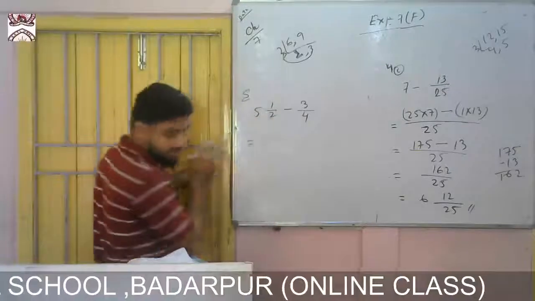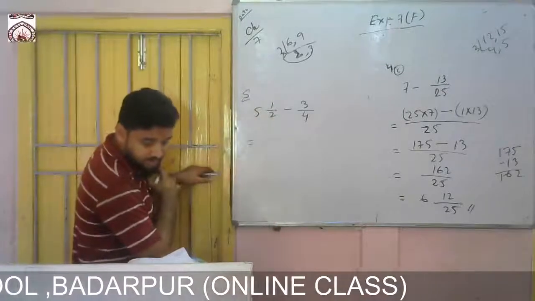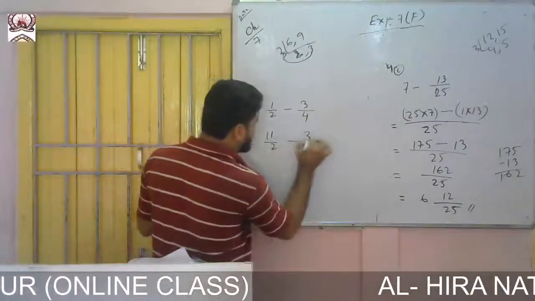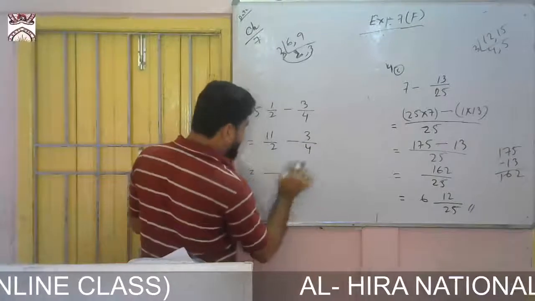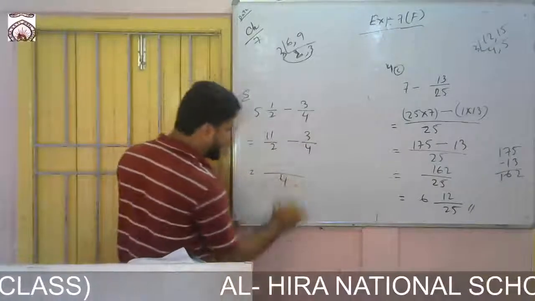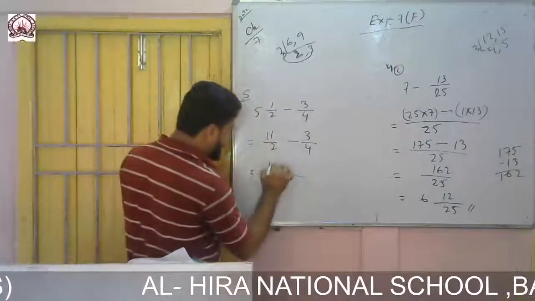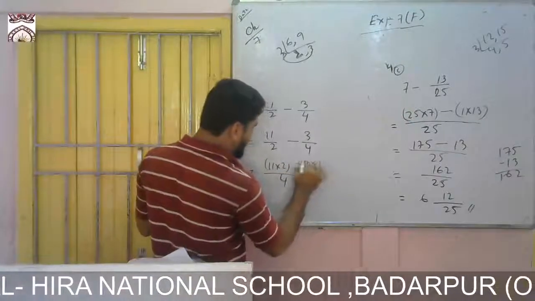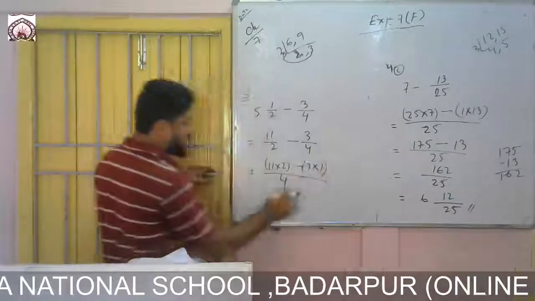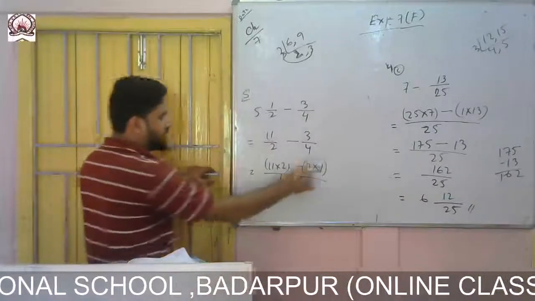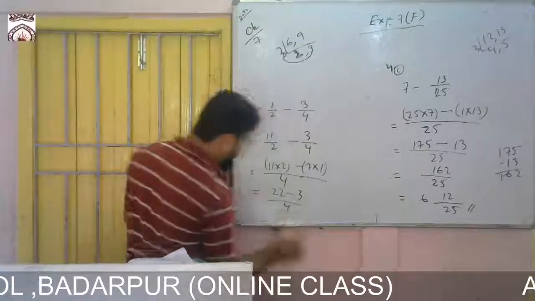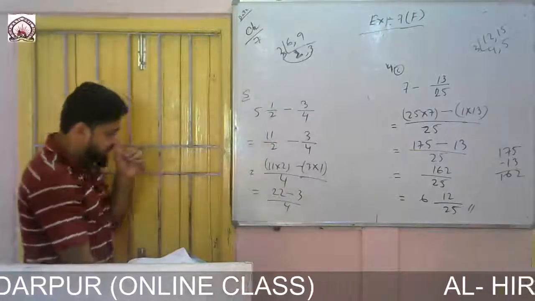First you break this mixed fraction. 5 2s are 10, 11 by 2 minus 3 by 4. So if I take LCM of 2 and 4, it is divisible, so 4 will be the LCM. So 11 into 2, and here minus 3 into 1, because 4 ones are 4. So 11 2s are 22 minus 3 by 4. 22 minus 3 by 4.